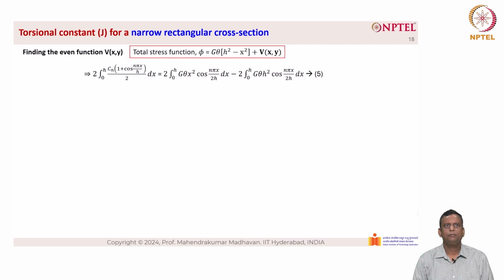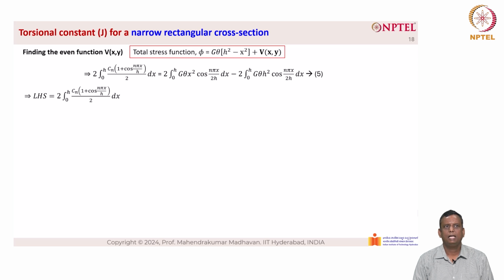So expanding the previous equation, we have 2 into integral 0 to h c_n into (1 plus cos(n pi x by h)) by 2 dx is equal to 2 into integral of 0 to h g theta x square into cos(n pi x by 2h) dx minus 2 into integral 0 to h g theta h square into cos(n pi x by 2h) dx, which becomes equation 5.